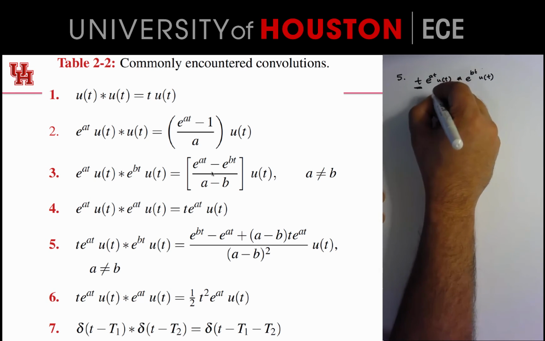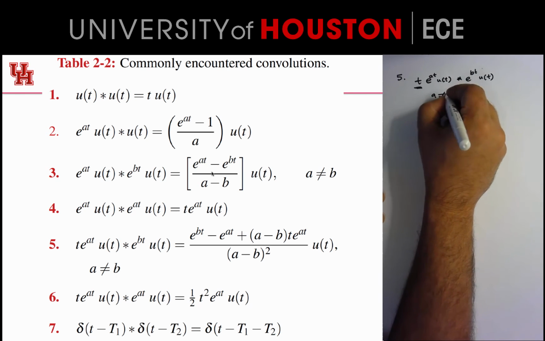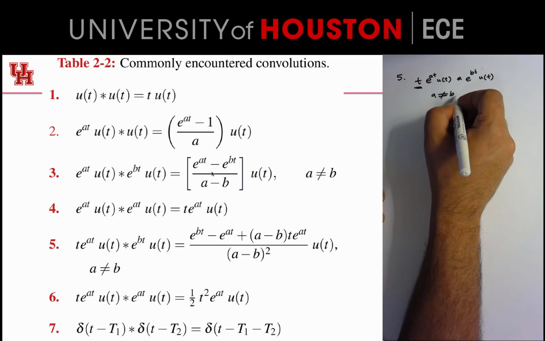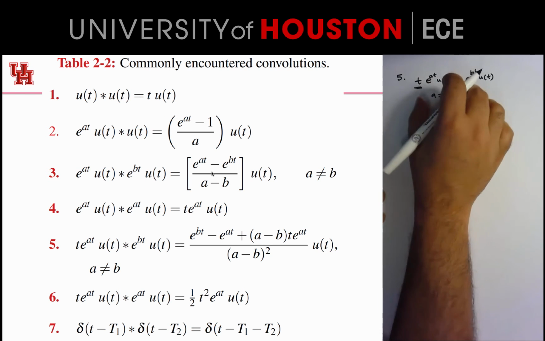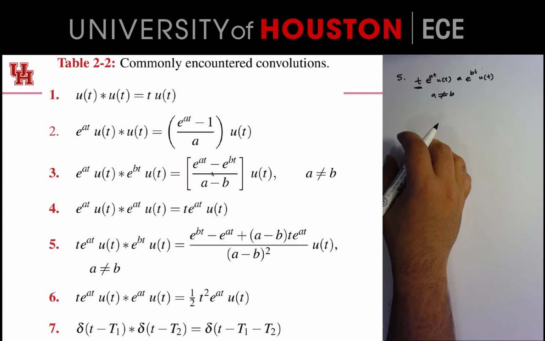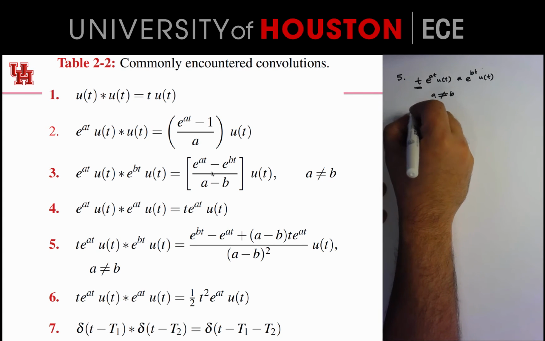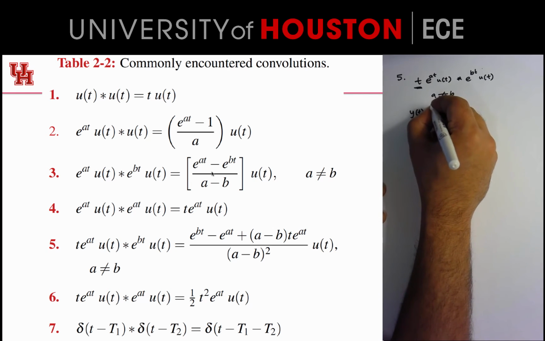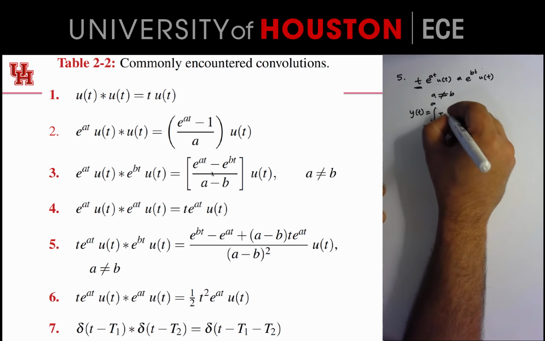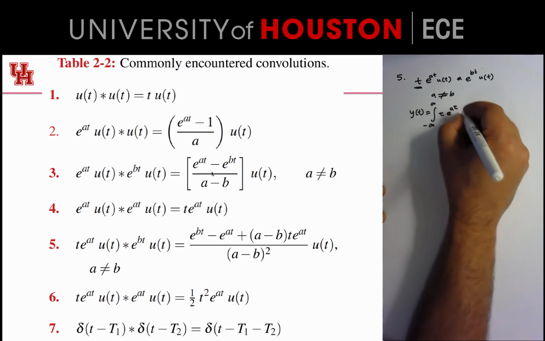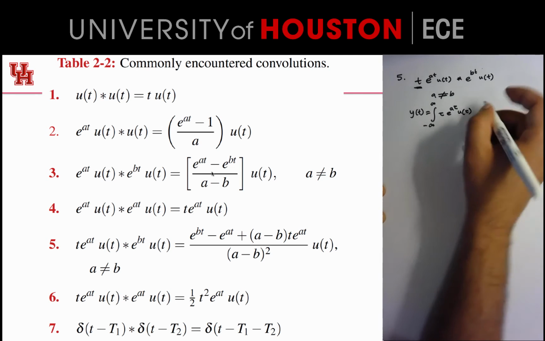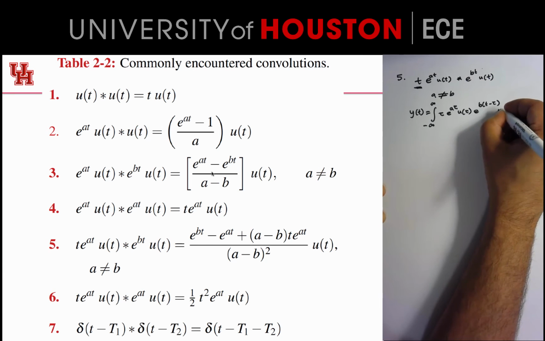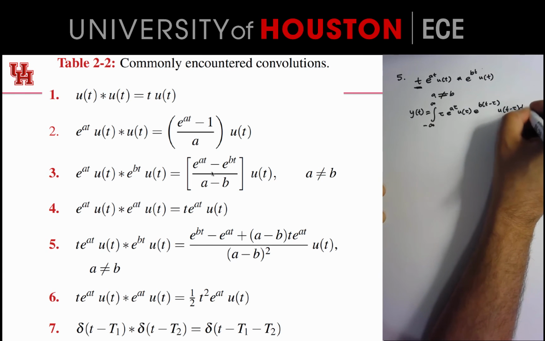And of course we are given that a is not equal to b, because our final answer is going to have a minus b in the denominator. So our denominator will not go to 0, and we can move forward. Let's write down the convolution integral. Integral from minus infinity to infinity, tau e to the a tau u(tau) times e to the b(t minus tau) u(t minus tau) d tau.